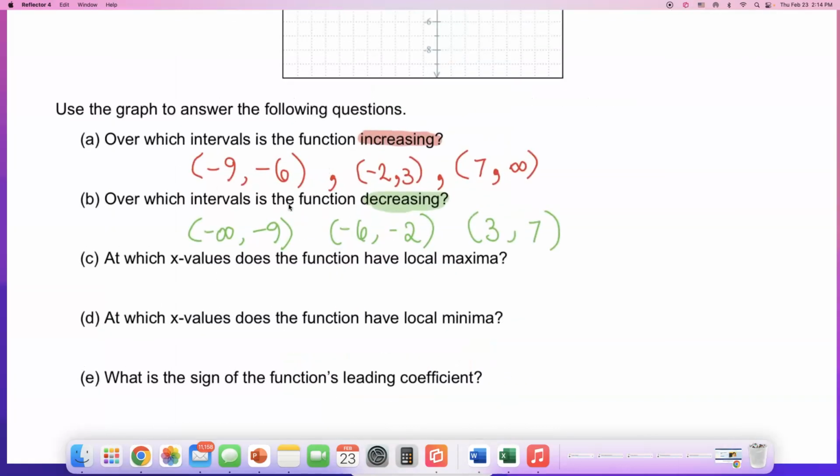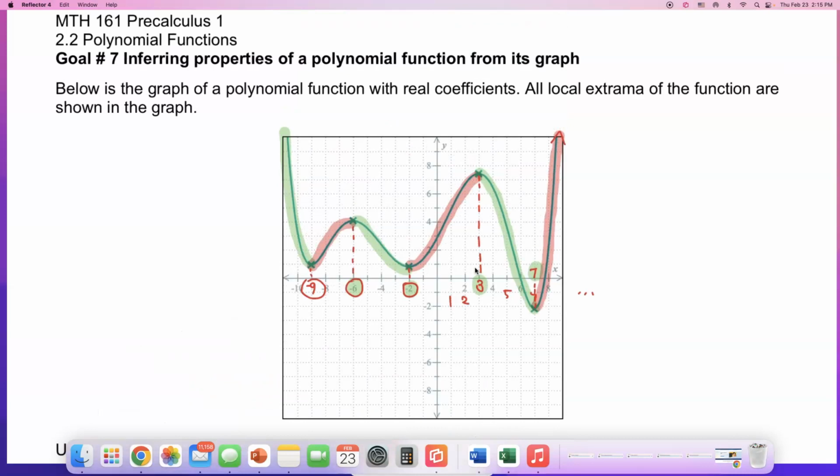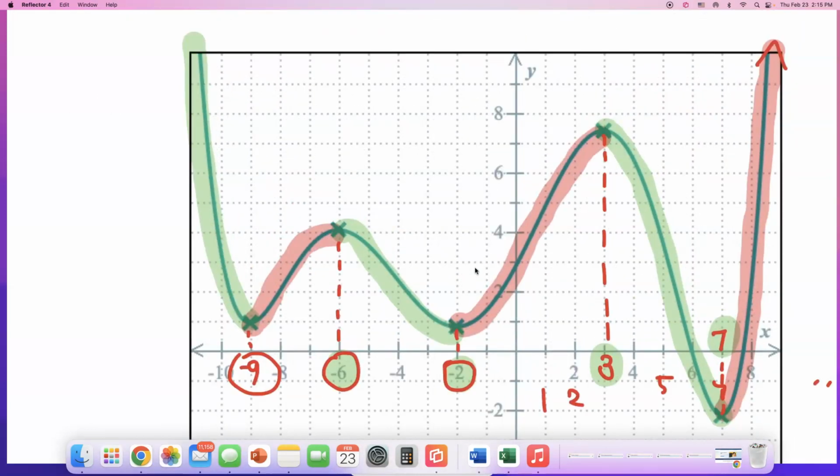Okay, now let's see what they are asking for part C. At which x value does the function have local maxima? Local maxima are where you go from increasing to decreasing. So where we have red to the left and green to the right. Let me just mark these for you, okay? So here is the first local maximum. This is the local max right here.